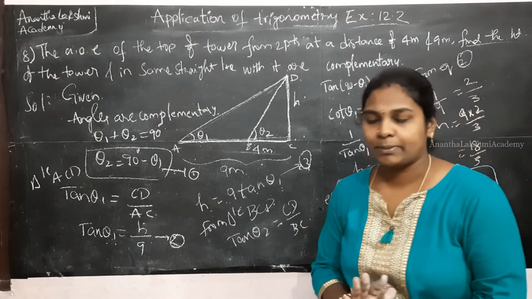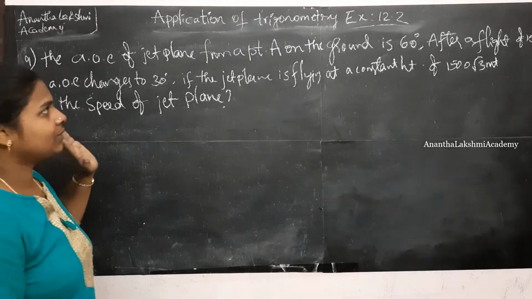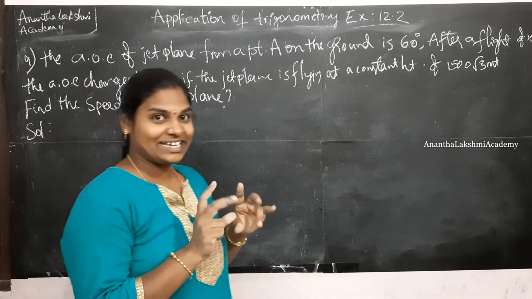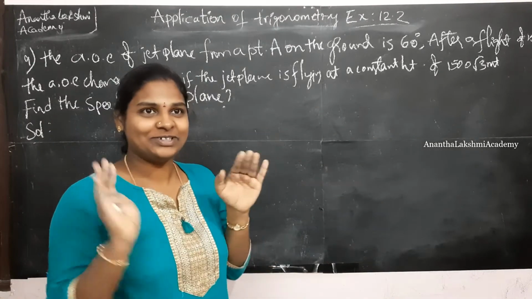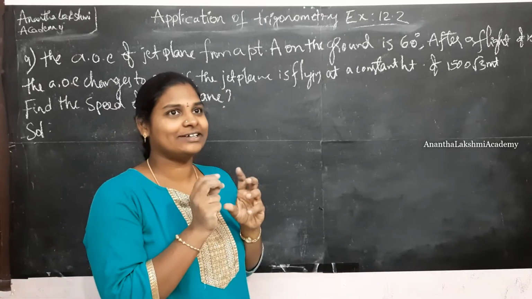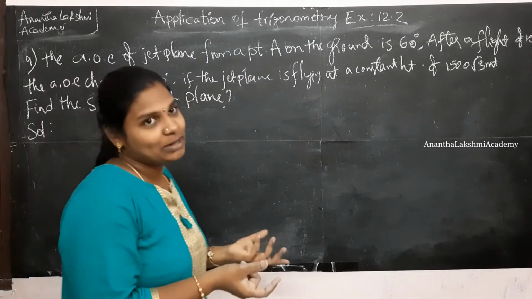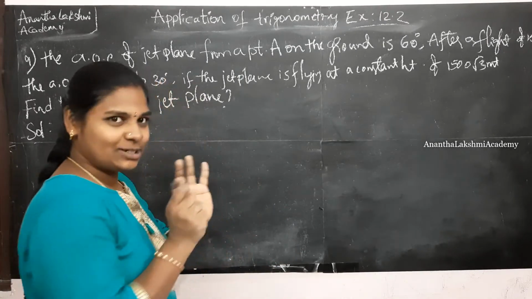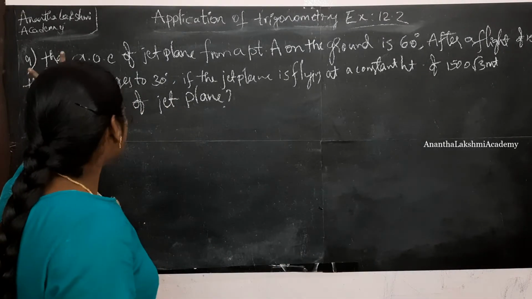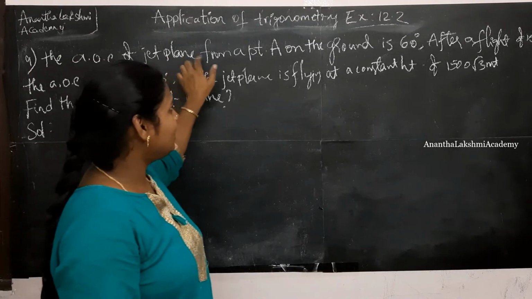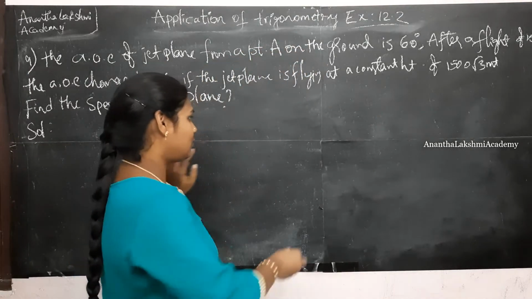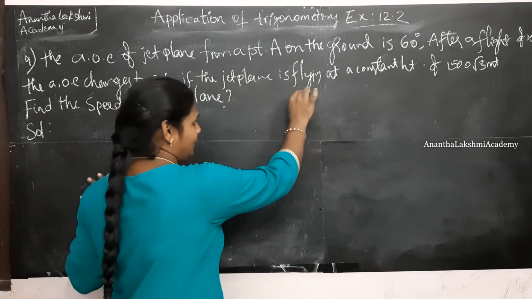Let's jump into problem number 9. Here we are, ninth problem. As the number goes from 1 to 10, the complexity or the criticality of the problem goes up. Not very complex, but a little complex. Alright. So the angle of elevation of a jet plane from a point A on the ground. Okay, we have a jet plane.